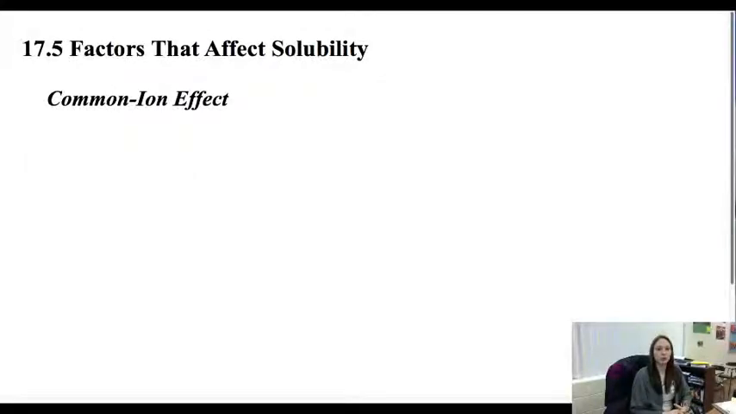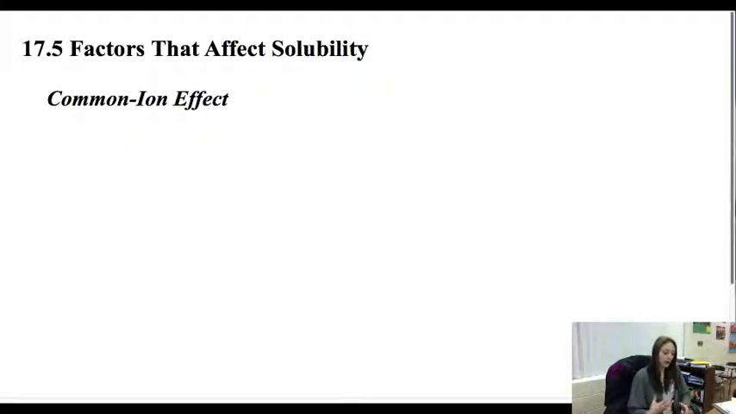All right, now we're going to look at 17.5, which is factors that affect solubility. And the first one that affects the solubility of a salt is the common ion effect. And remember we talked about this before. This is where you add an ion that is already in a solution. So the solubility of a salt will decrease when you add a common ion.